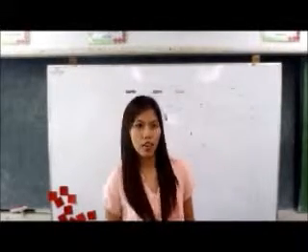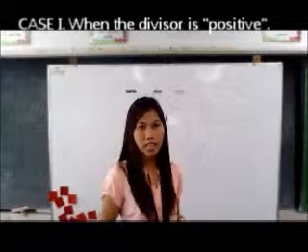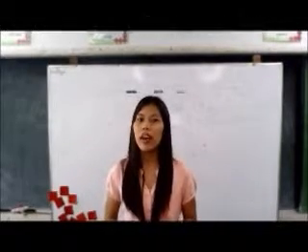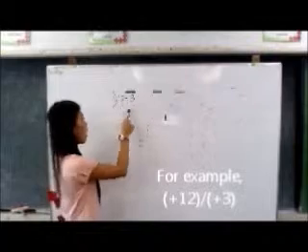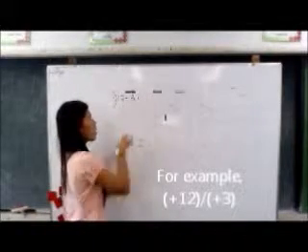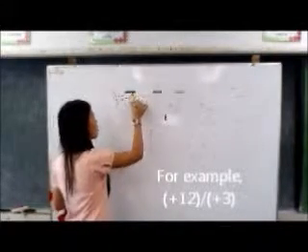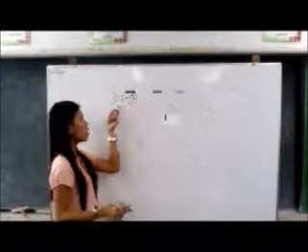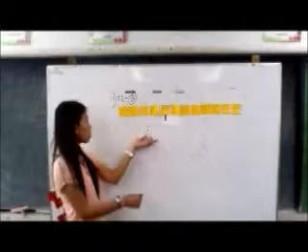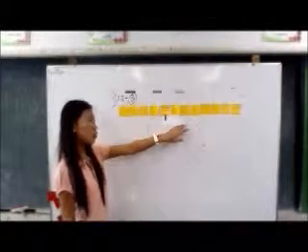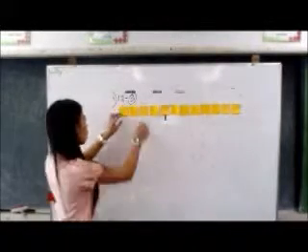Let's take an example. Case 1, when the divisor is positive. If the divisor is positive, then this indicates the number of rows to be performed on the dividend. Example number 1, 12 divided by 3. 3 is the divisor, so this means that we will group the 12 unit tiles into 3 groups. So we will group now the 12 yellow unit tiles into 3 groups.